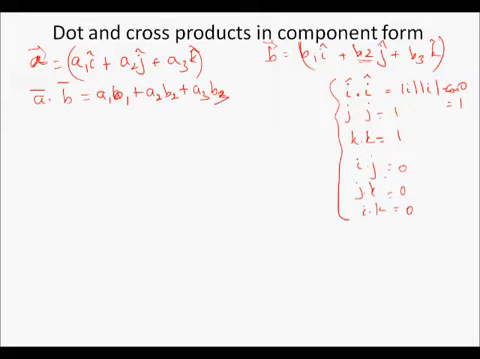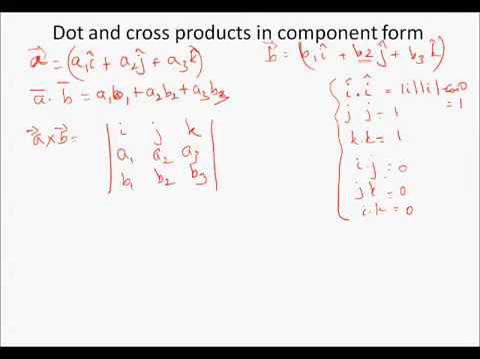What is cross product? If you have a cross b, it is a determinant when you write i j k, a1 a2 a3 and b1 b2 b3. Just find this determinant, and the value of this determinant with i j k would be a cross b. This is how you do cross product and dot products with vectors which are in component form.